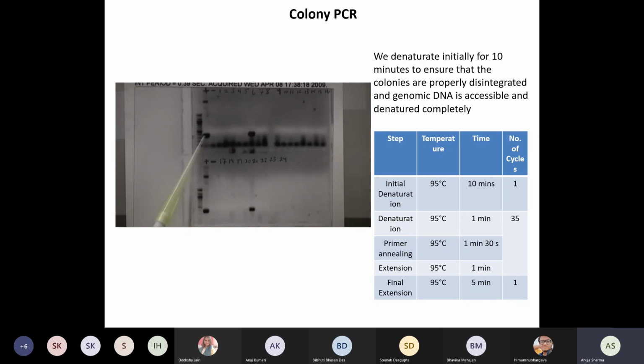Looking at the results of the agarose gel, we see our positive controls on the upper and lower half of the gel as compared to all of our 24 colonies that we looked at. What we can see is that we have two positives, sample number 6.